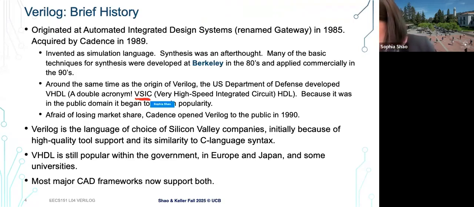Similarly, when you have high-speed integrated circuits, high speed is not enough. You add another very, so it becomes very high speed, a double-nested acronym for a lot of different components, right? So there are a lot of different ways of thinking about high-level languages and hardware. Verilog has become very popular, especially here in the US, while there is more adoption of VHDL in Europe and Japan and other parts of the world. And it has basically become the default language supported in a lot of the CAD frameworks.